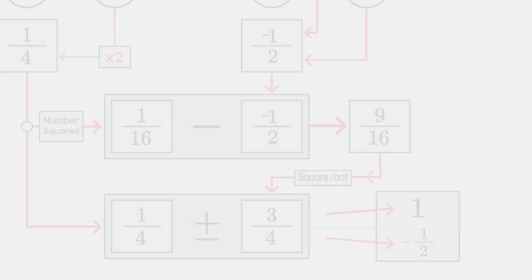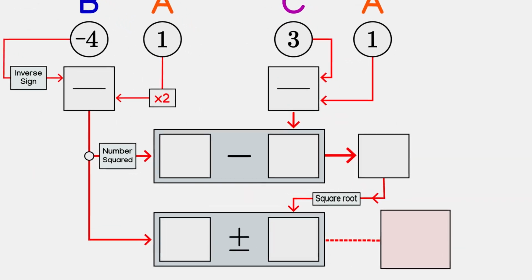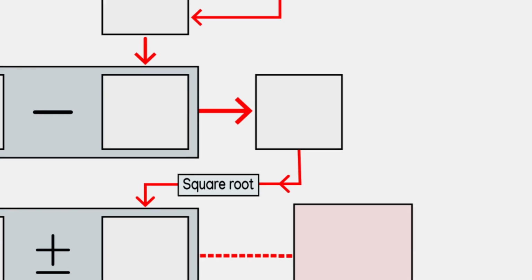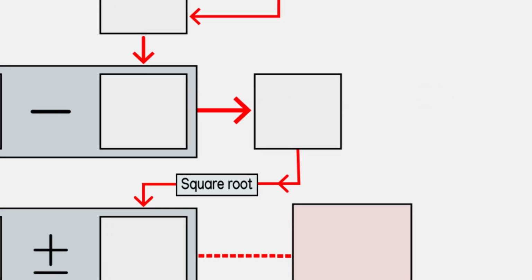The question someone might ask is, does this formula work in every case? What happens at the point where we need to take the square root? What if there is a negative number at that step of the algorithm? The short answer is yes, it works. Let's look at an example.